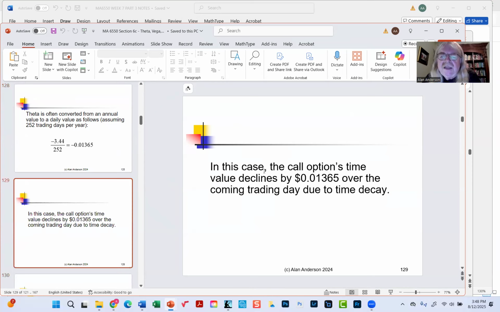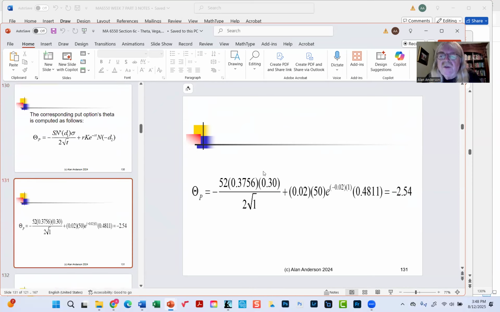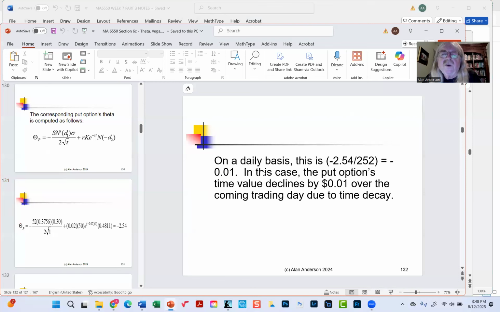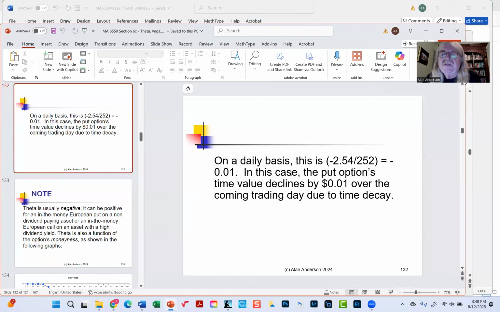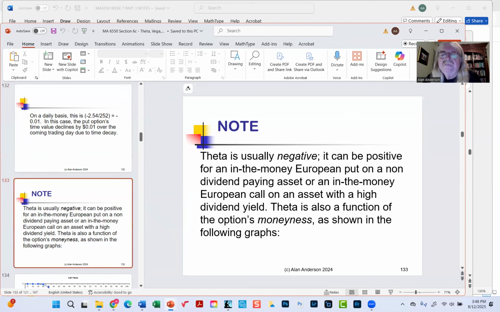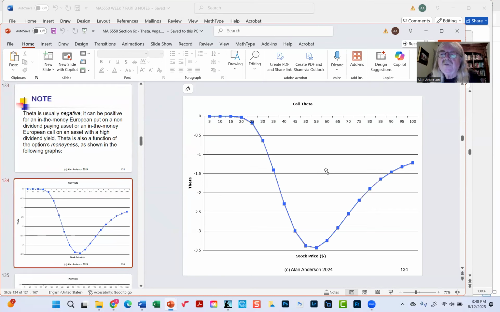And if you do the same thing with the put, in this case, it was negative 2.54, which means you're losing on a daily basis about one cent. Okay, now this is what the graphs look like. And you can see it's kind of like an upside down gamma. The sensitivities, the Greeks, tend to be most sensitive when we're right around the strike price. That's because we're sitting on the fence between the option functioning in and out of the money. So there's more uncertainty there. Okay, this is right around where the strike price would be.